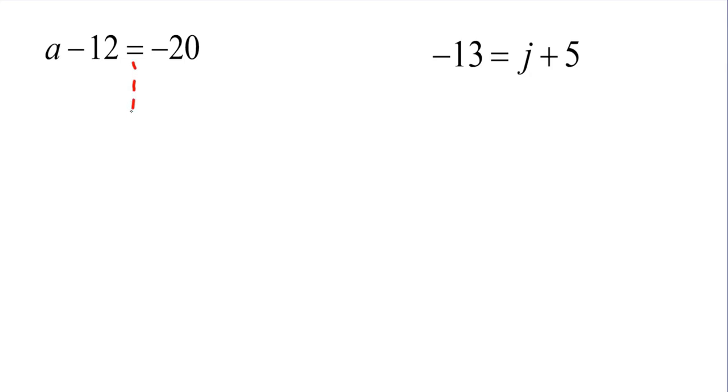So again, if I cut my equation into its two sides, I want to get a all by itself. Well, it has this term with it, this minus 12. I'm taking 12 away from a.